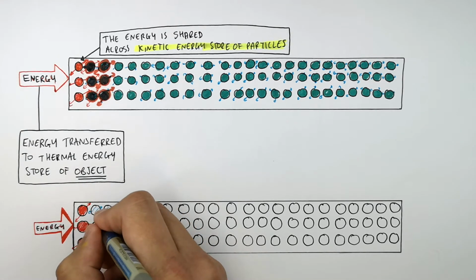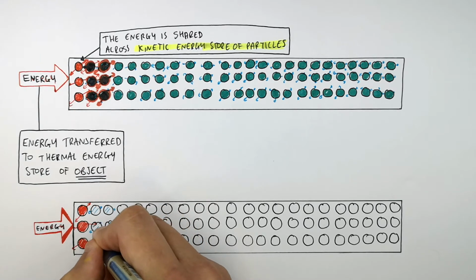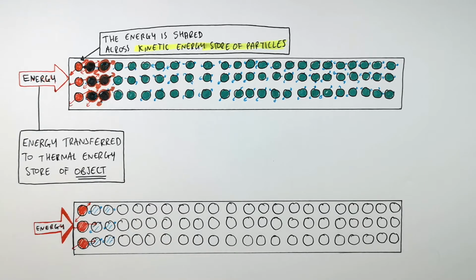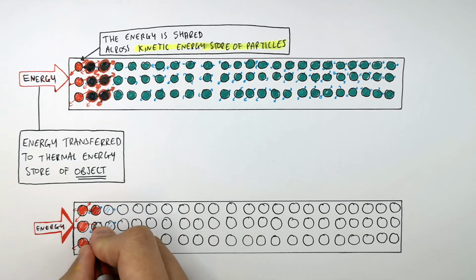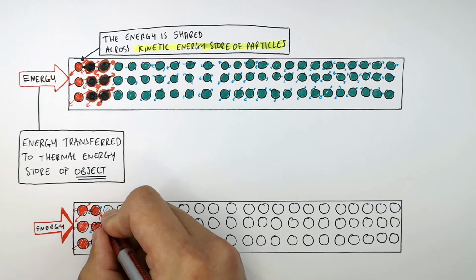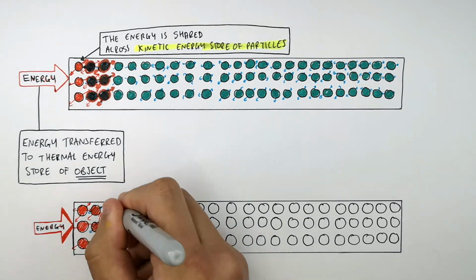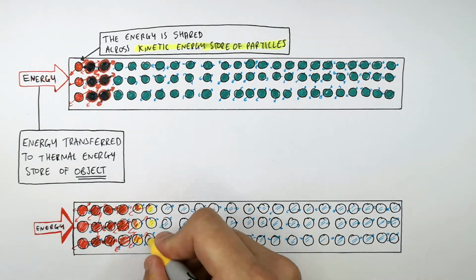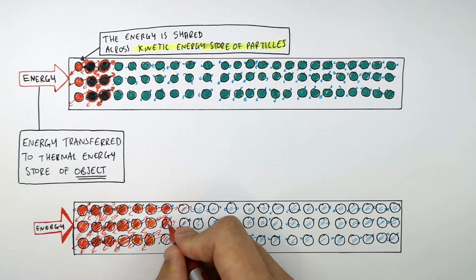I'm colouring in these particles in blue because they have less energy in their kinetic energy store than the particles that have just had energy transferred into their kinetic energy stores. So the particles that have got more kinetic energy in their kinetic energy stores are going to vibrate and collide with their adjacent particles, transferring energy into their kinetic energy stores. And in turn, they're going to vibrate more and collide with the particles adjacent to them.